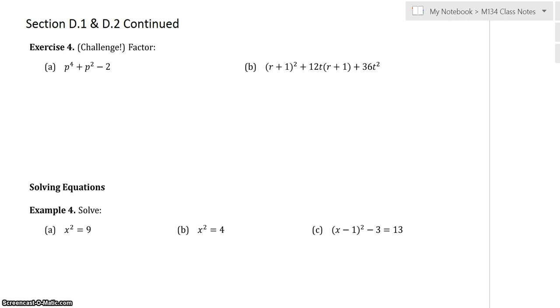In this video, we're mainly going to be solving equations. But before we do, we have one more exercise to do from the last video. Exercise 4, and it's a challenge. It's on page 57. I would like you to try it first, see if you can get it, and then we'll go through how to do it. So I'm going to pause.